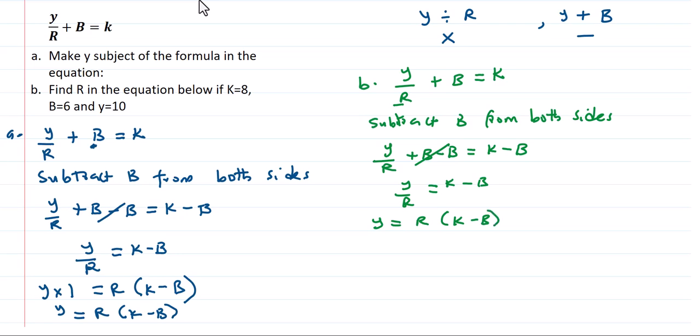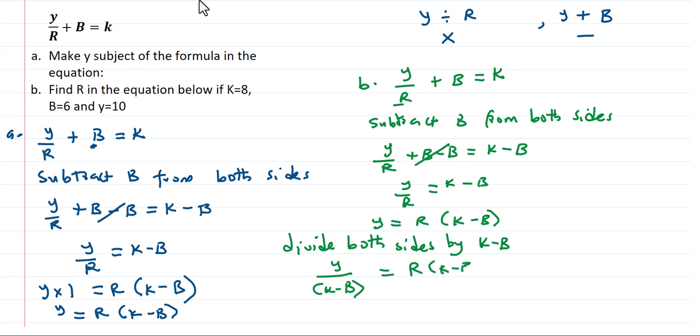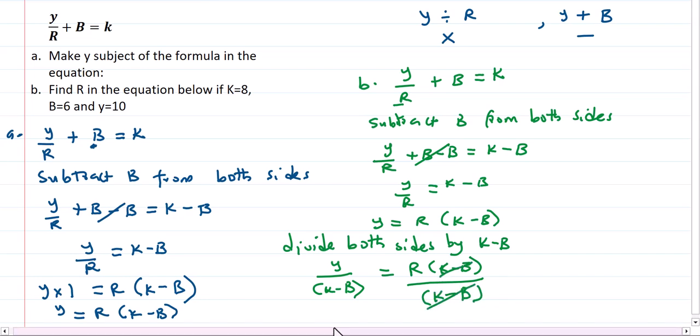Making R the subject of the formula, we have to divide both sides by K minus B, such that we'll now have Y over K minus B is equal to R bracket K minus B all over K minus B. This cancels this, and then we are left with Y over K minus B is equal to R.